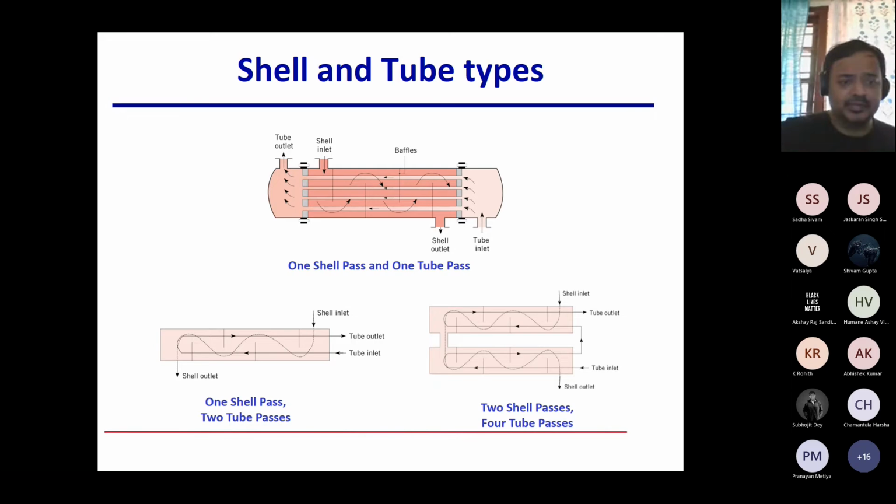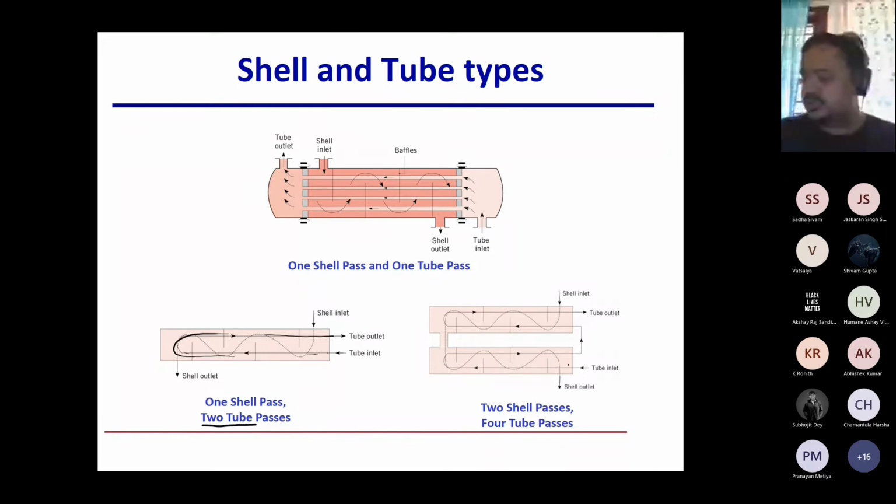The second one you see here on the left is one shell pass and two tube passes, because inside the tube, as you can see, it enters from here, takes a 180-degree U-turn and comes out. So it has traversed twice, right? Once, twice. So that's why we say two tube passes. Shell pass, still only one. Okay.